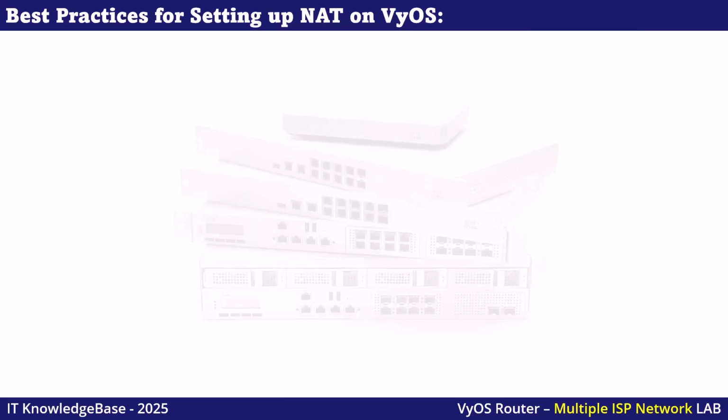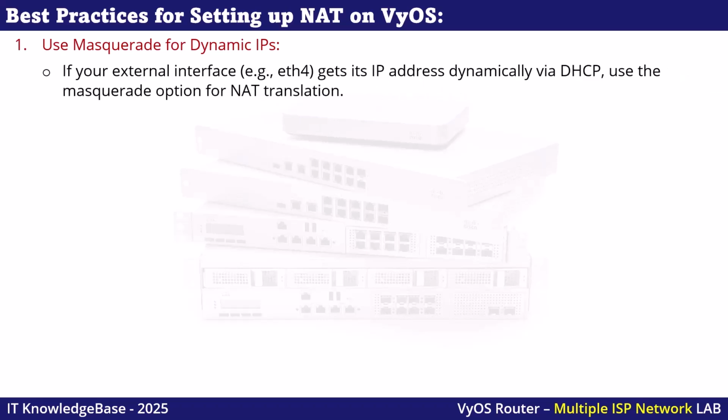Here are some best practices for setting up NAT on a VyOS router. Number 1 is use masquerade for dynamic IPs. If your external interface, for example Ethernet 4 in my lab, gets its IP address dynamically via DHCP, use the masquerade option for NAT translation. This ensures the NAT rules adapt to IP changes.